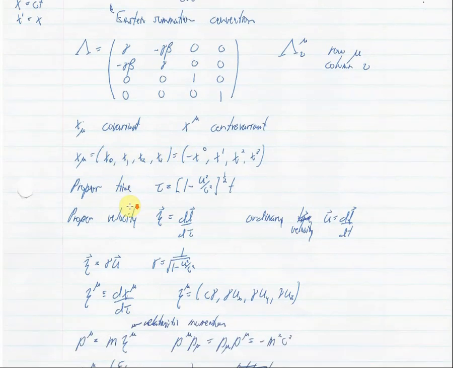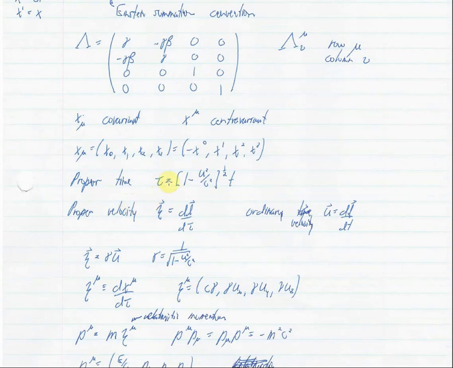We also discussed proper time. So this is tau, and so this is 1 over gamma, or the square root of 1 minus u squared over c squared, times t, where this would be the ordinary time. And proper velocity eta is the derivative of the ordinary length divided by the proper time.